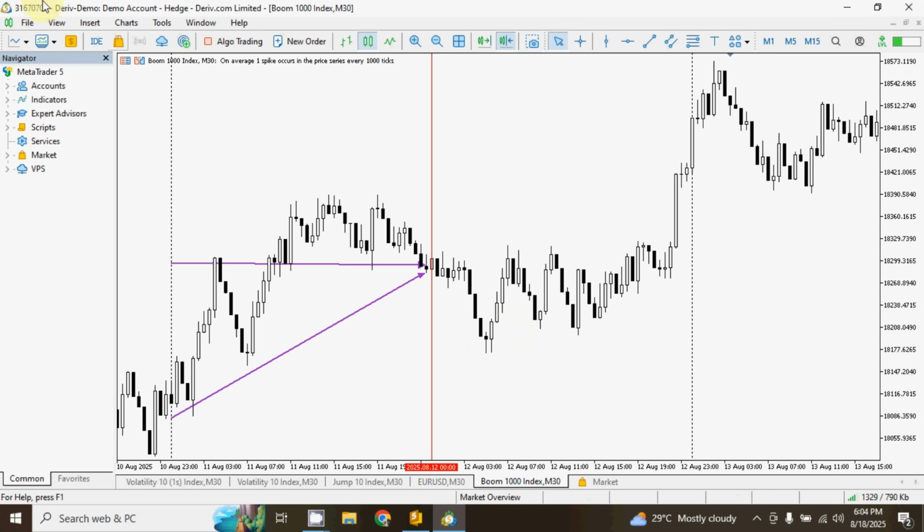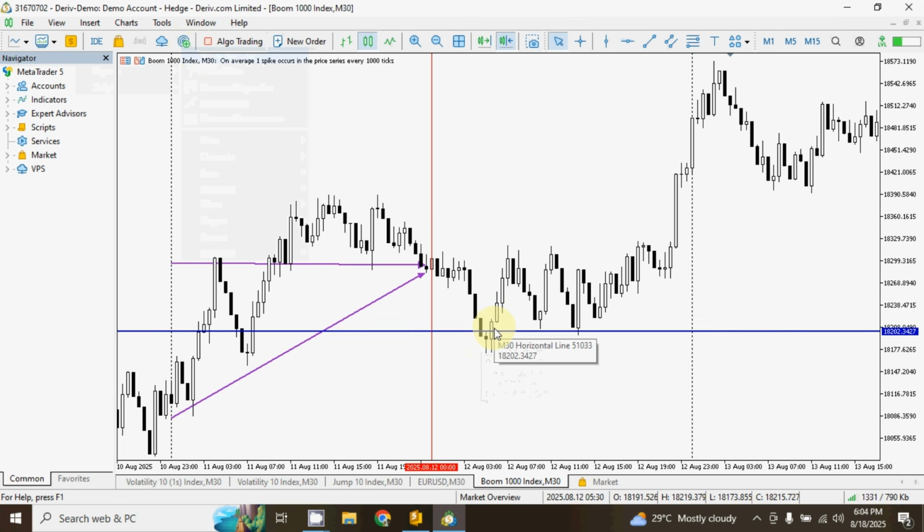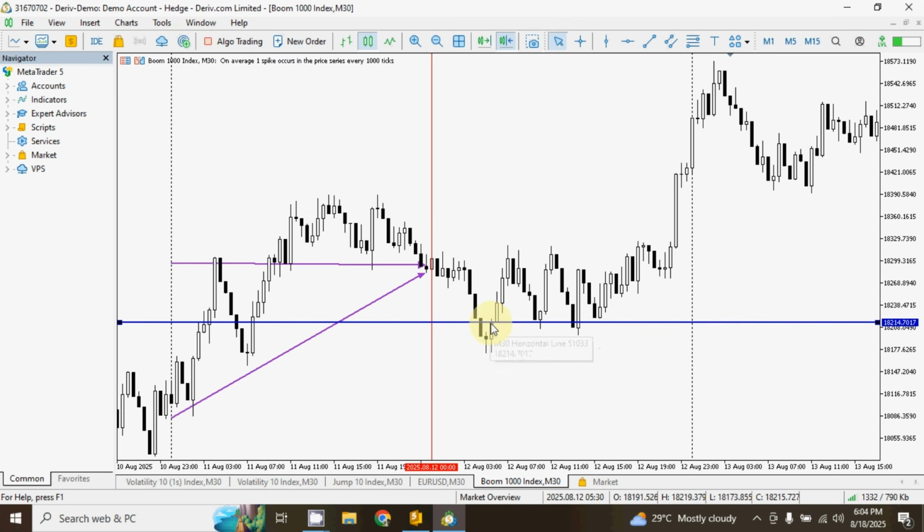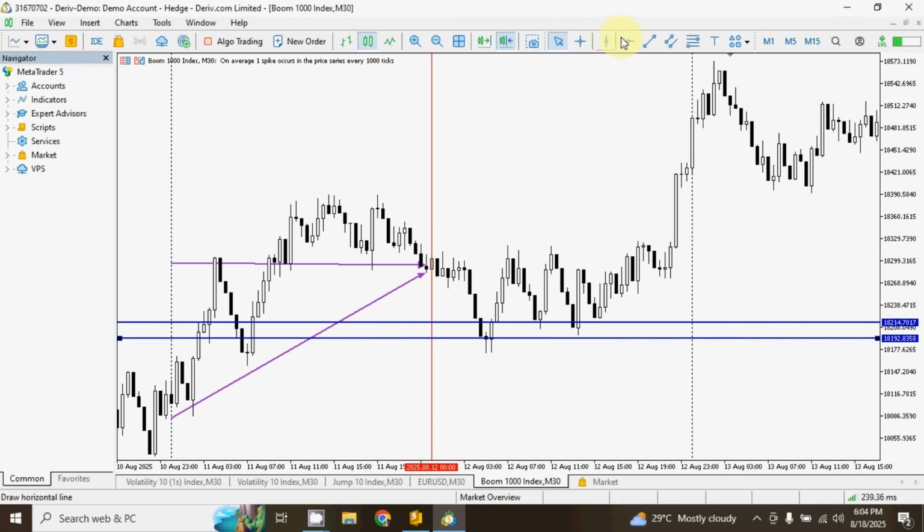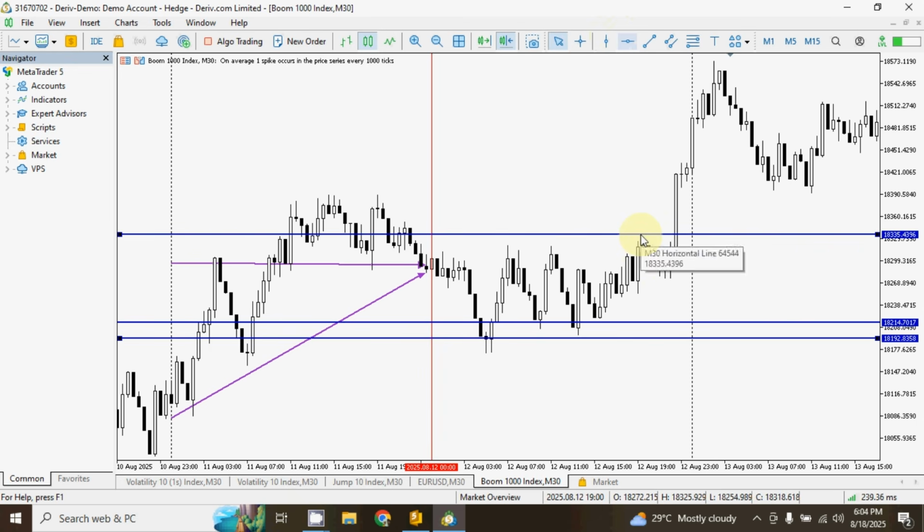Let's say this is your entry point. Immediately you place a buy trade at this level, then your stop loss will be half of the candle, let's say somewhere around here. After you add the high price, then half of the candle, this is where the stop loss will be, and your take profit is going to be 1:4. Your take profit will be somewhere around here.